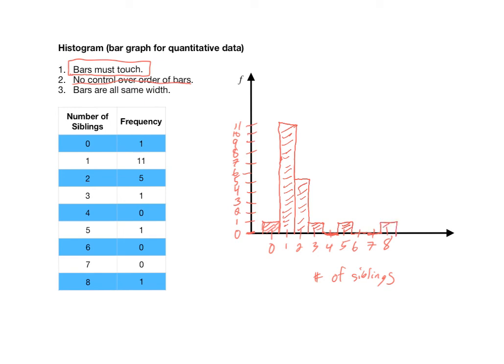So we've got that. Aside from these couple of spots right here, where the frequency of that class was 0, notice that the bars actually touch. So that's a big difference with histograms. The bars must touch, and you have no control over the order of the bars. Notice it grows here, then declines, and then grows again briefly, declines, and grows again. So you have no control over the order of the bars. And as you can see, by far the most common in this particular class of students was having one sibling.